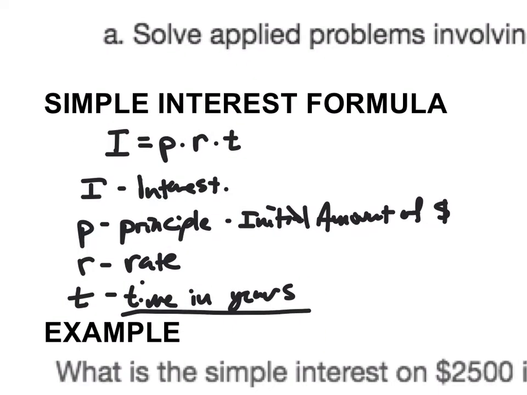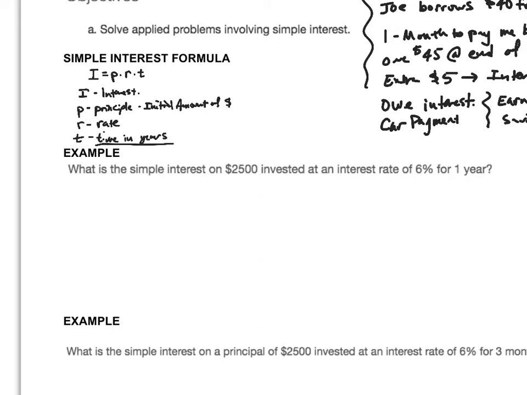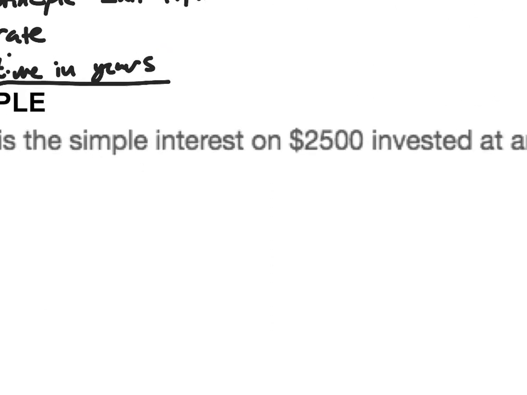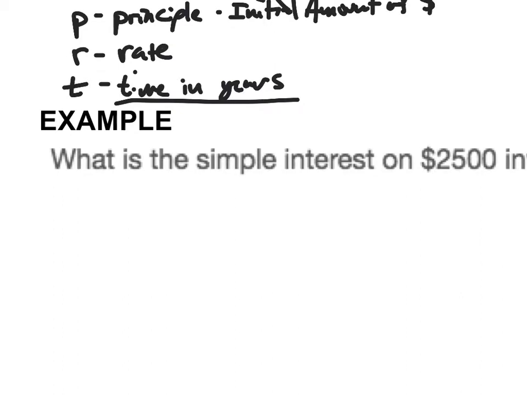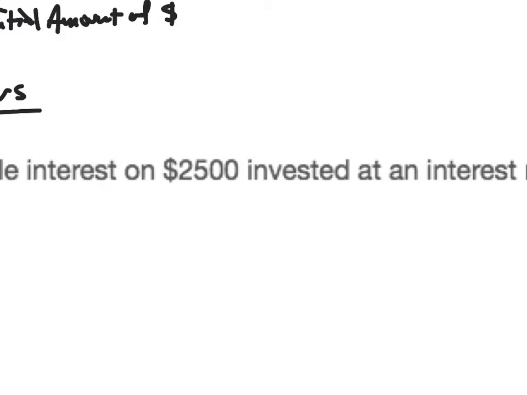It says, what is the simple interest on $2,500 invested at an interest rate of 6% for 1 year? So you have I equals P times R times T, and what I like to do is list all these variables out: I have P, I have R, and I have T. I is your interest, and we don't know what that is. That's what the question's asking us. The amount that we invest, the initial amount, is this $2,500. When you say invested, that means you're putting money into a bank account.